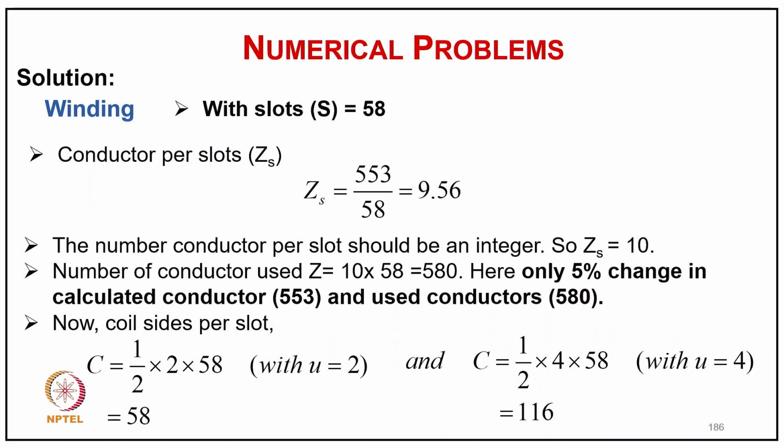Now coming to the winding with slots S equal to 58, the conductor per slot is ZS equal to total conductors by number of slots, which is 9.56. The number of conductors per slot should be an integer, so ZS is equal to 10. The number of conductors used is now 10 into 58, which is 580, and there is only a 5% change from the calculated conductors 553. So we use 580. Now coil sides per slot is half into 2 into 58, so it comes to 58, and for the total coil sides it comes to 116.